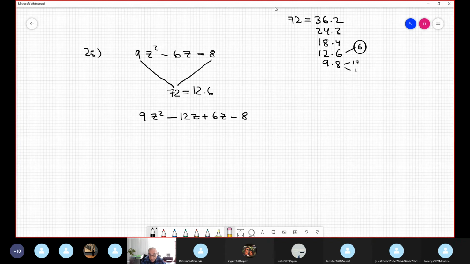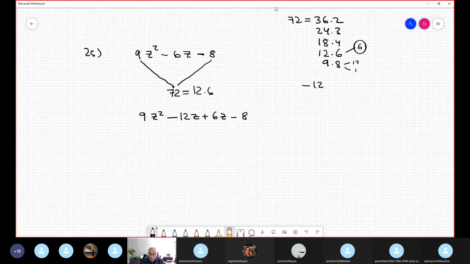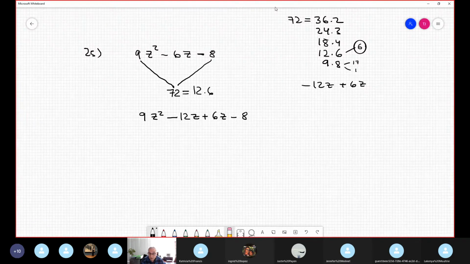Just in case, I want to do a verification backward. Okay, when you combine negative 12z and 6z, you subtract. And 12 minus 6 is 6. And put the sign of the bigger number, as negative. Exactly the same we have here. Therefore, this expression with 4 terms is equivalent to the original trinomial, which has only 3.